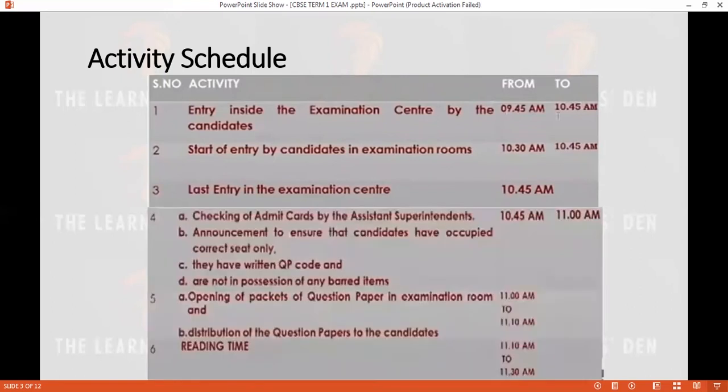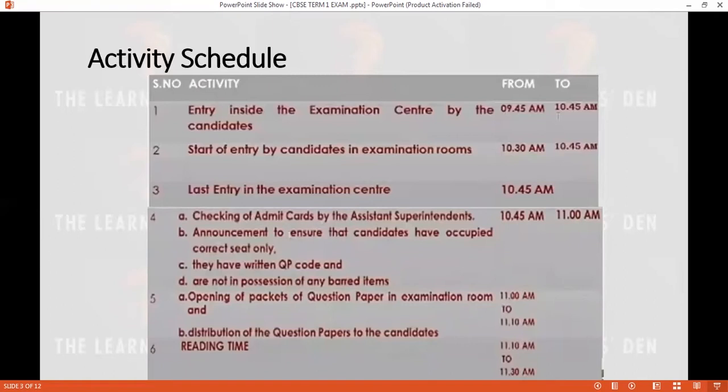Moving on, the checking of admit cards by the assistant superintendents will take place from 10:45 a.m. to 11 a.m. It will be followed by the announcement to ensure that candidates have occupied the correct seats. They have mentioned or written the question paper code and they are not in possession of any barred items. Barred items basically means items which are not allowed inside the examination room.